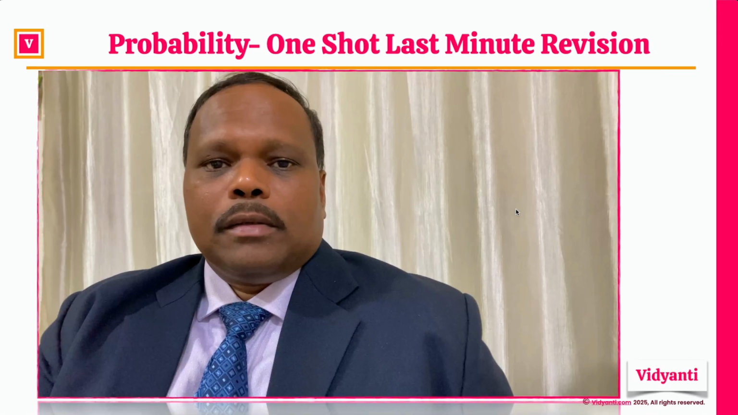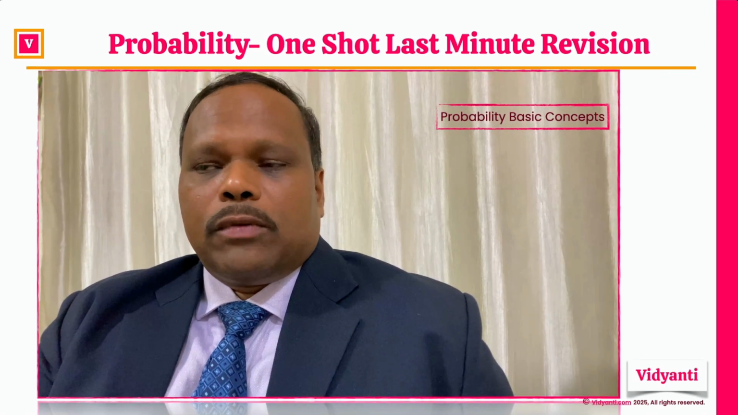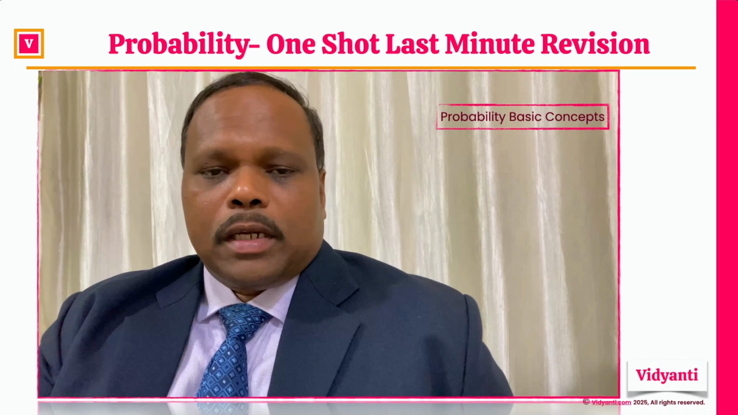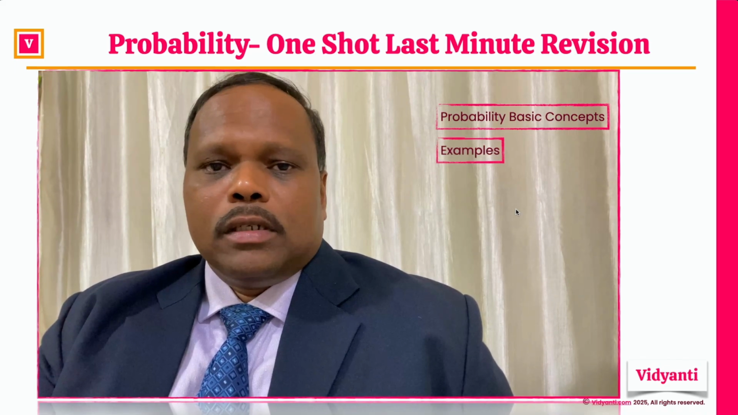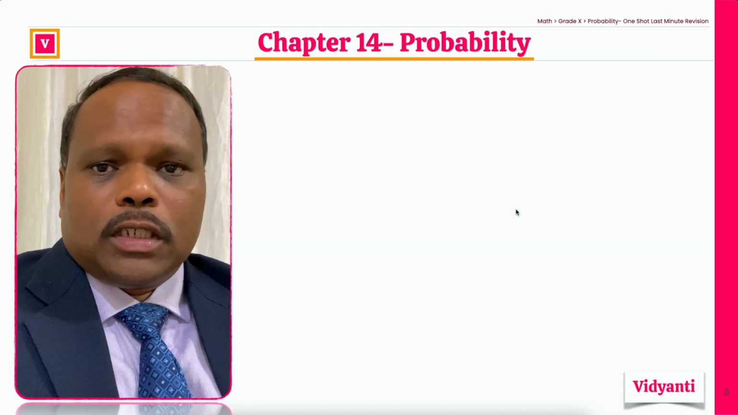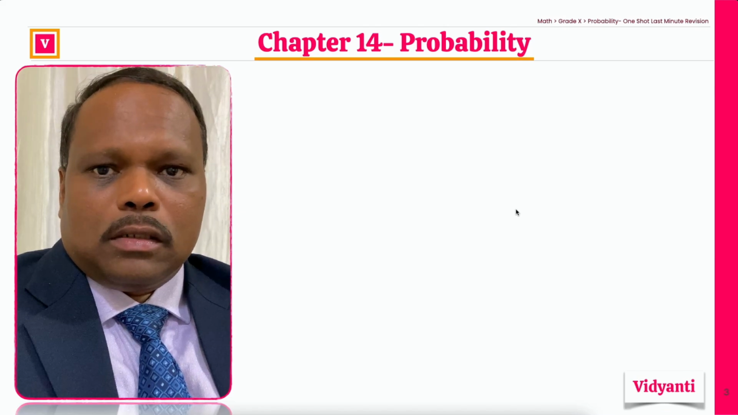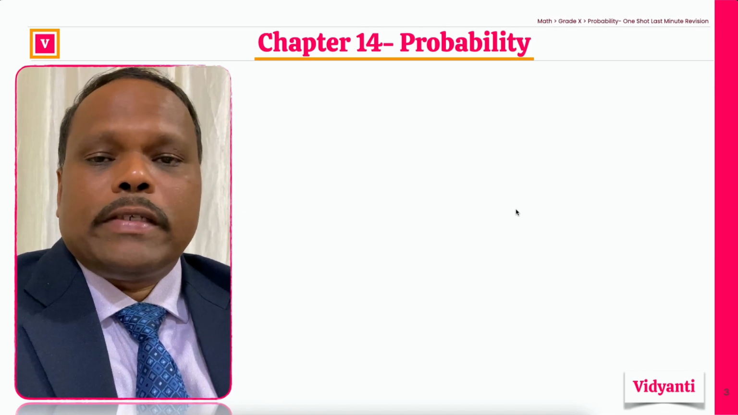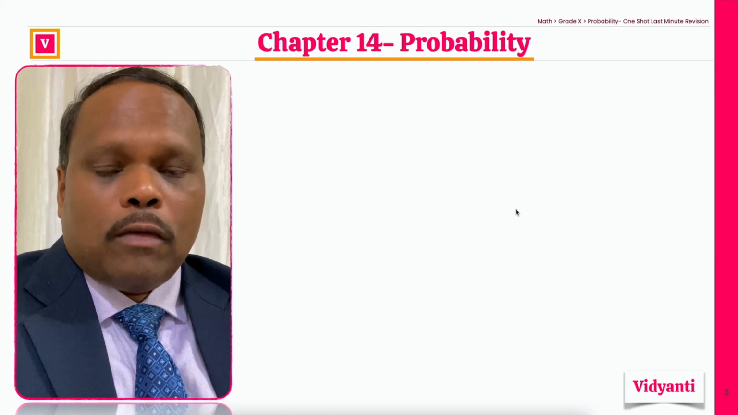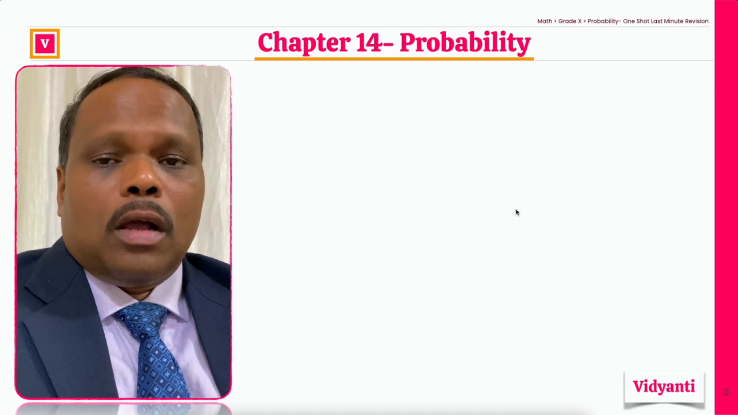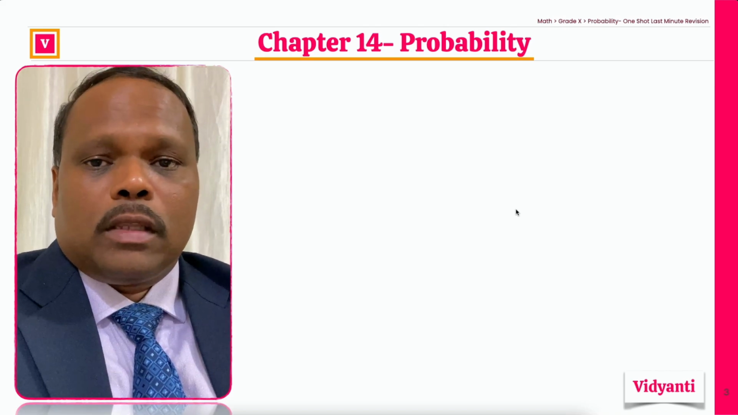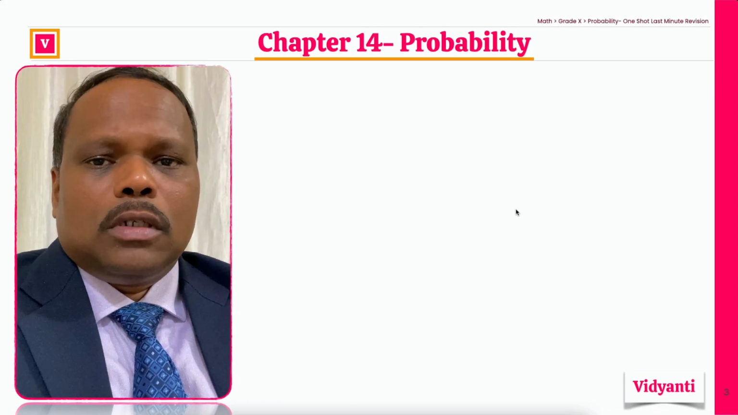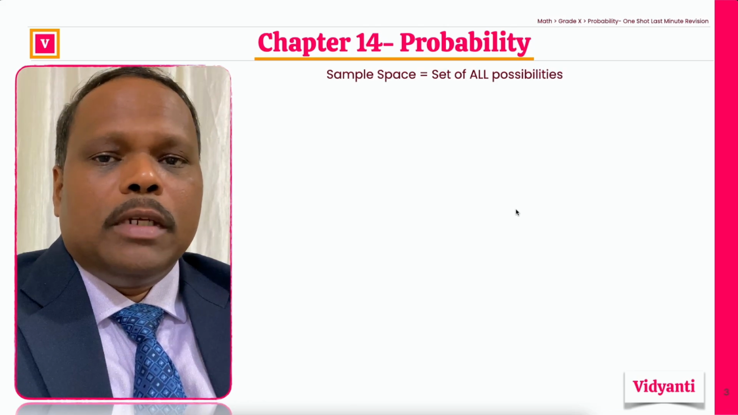So let's begin. In this lecture we are going to do probability basic concepts and then we will be solving some examples. The first thing we are going to see in this lecture is the concept of sample space. Probability is the ratio of favorable things upon how many overall ways that thing can happen. So a set of all possibilities will be the sample space.